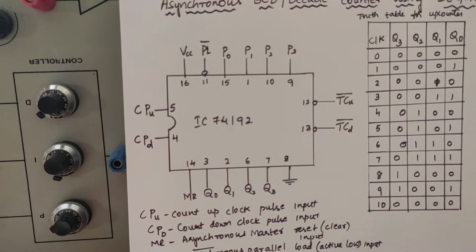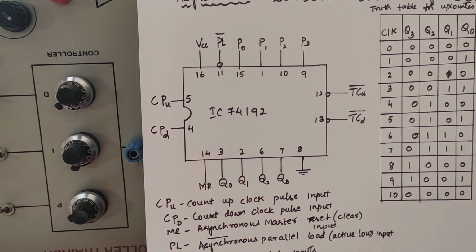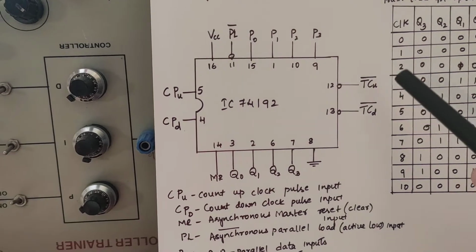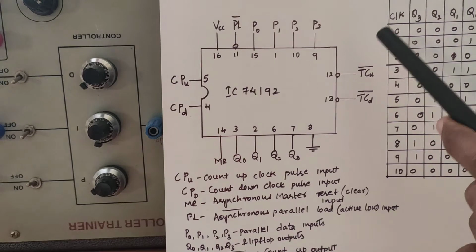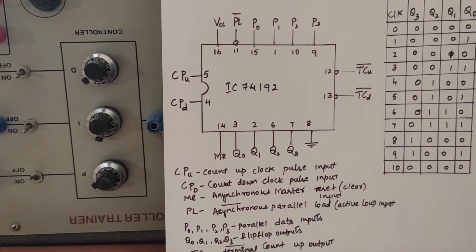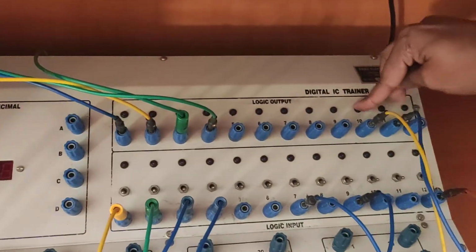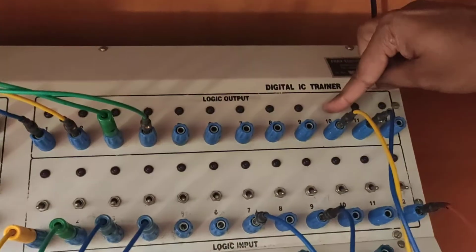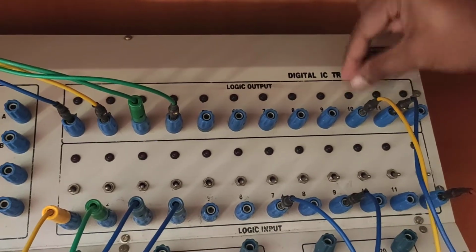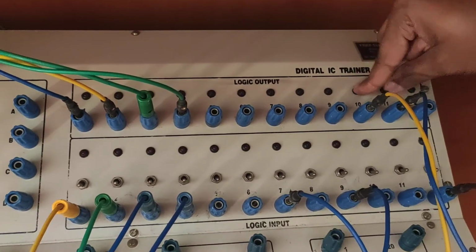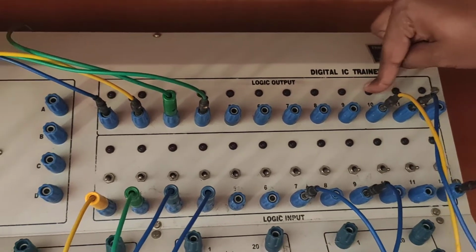The important information with respect to terminal count up output and terminal count down output is that after it completes one cycle, the TCU bar is going to blink, which indicates that it has completed one cycle. So this is the TCU bar which is connected over here, to the 12th pin. Once it completes one cycle, this particular LED is going to blink, which indicates that it has completed one cycle. So let us see how it works. So how do we start?